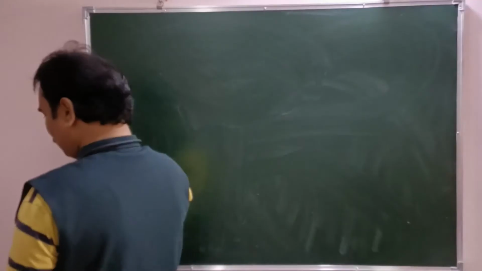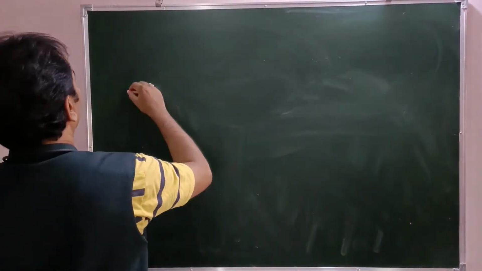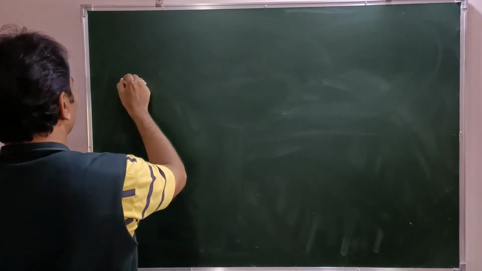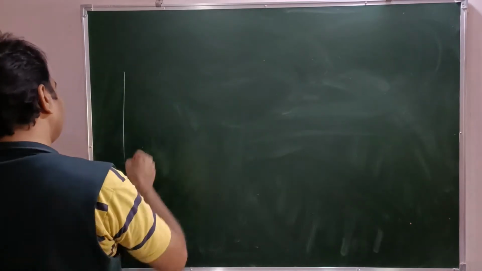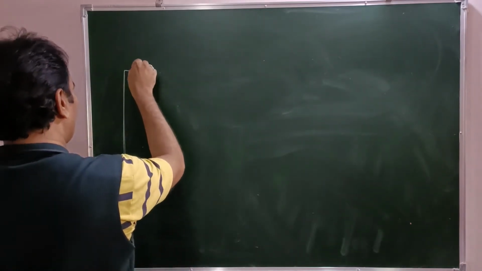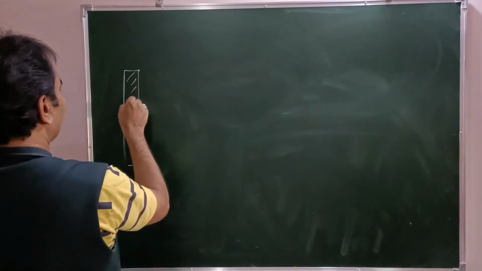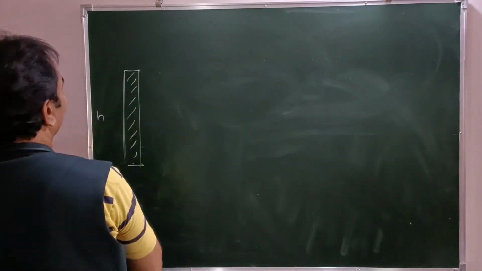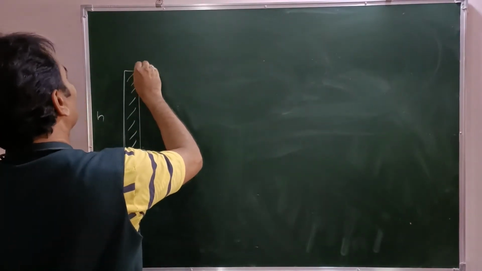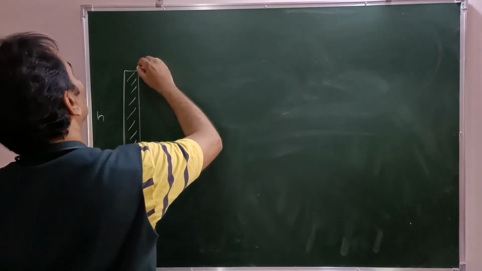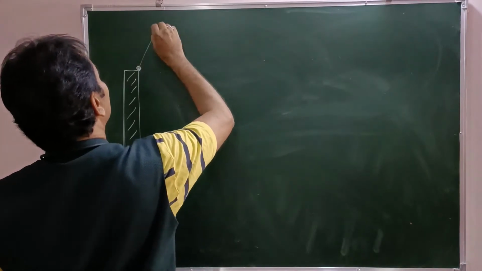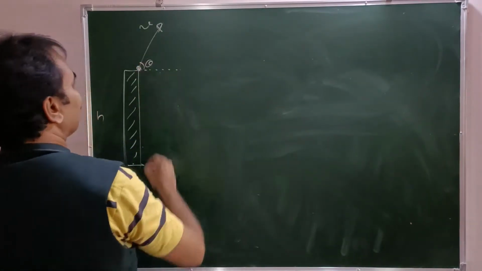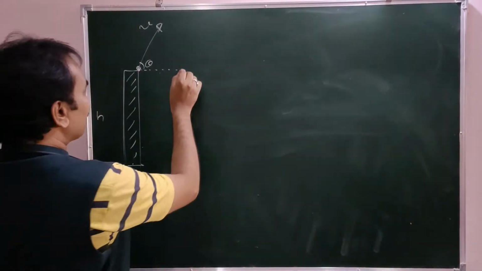Now see here, from this tower, one tower like that, of height h. Now this is the top of the tower. From this top, one body is projected with some initial velocity u, making an angle theta with horizon. Now this is the level of projection.